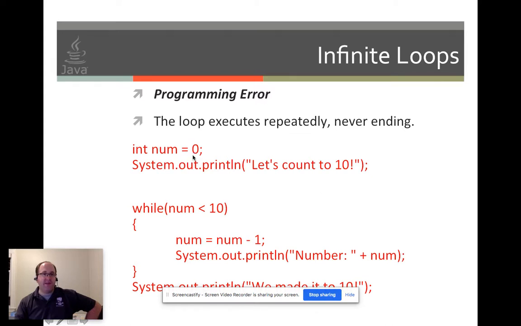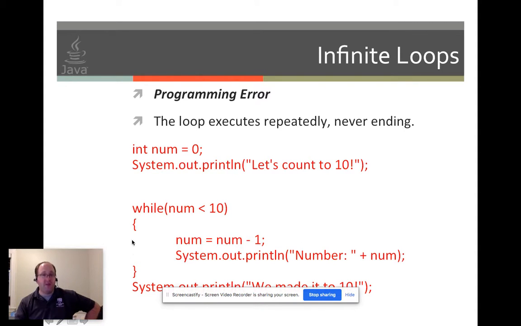We start num at 0. And here is the while loop. While num is less than 10. Okay. Num equals num minus 1. So now the value of num is -1. Print out the -1 and go back to the top. Is -1 less than 10? Yes, it is. Subtract 1 from num. Now we're at -2. Print out the number.